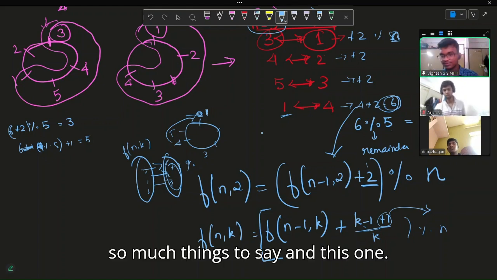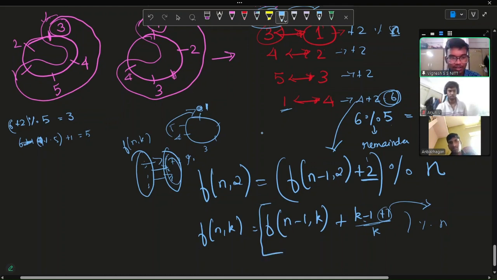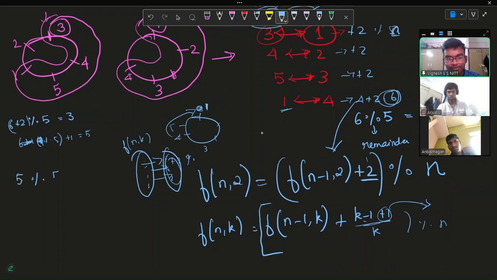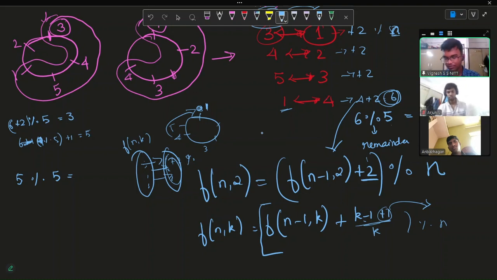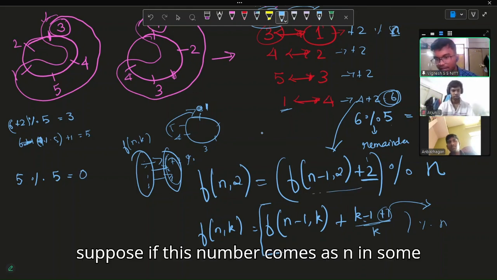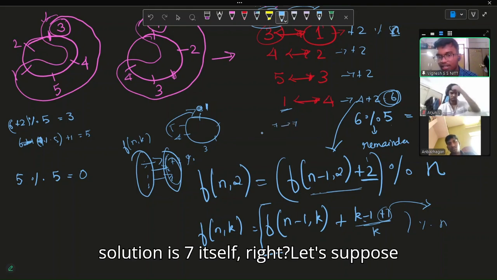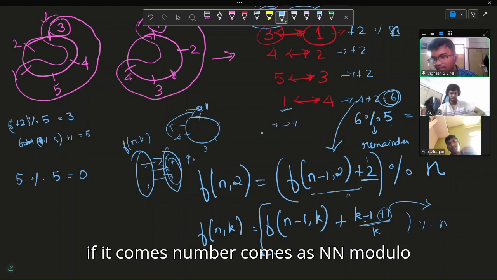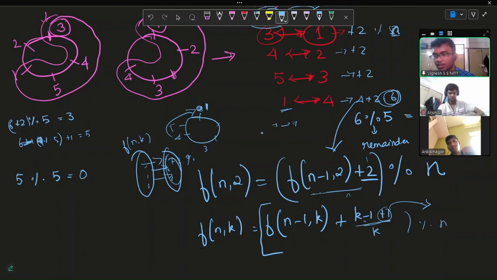So much to say in this one. There's some problem with modulo. What is 5 modulo 5? Modulo means remainder, right? What is 5 modulo 5? 0. So let's suppose this number comes as n. In some cases for 7 and all, if you've seen, the solution is 7 itself, right? If n modulo n comes as 0, which we don't want, we want the solution as 1.